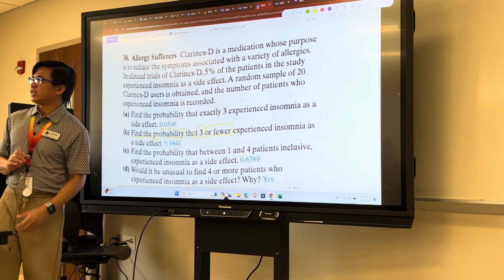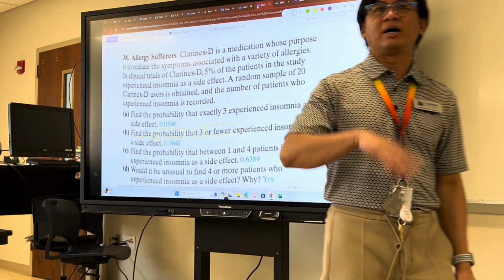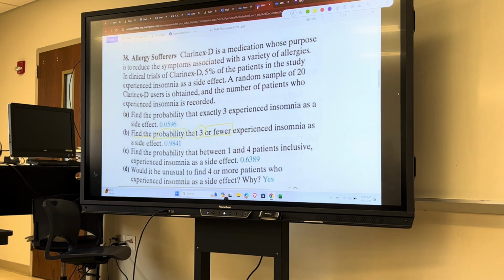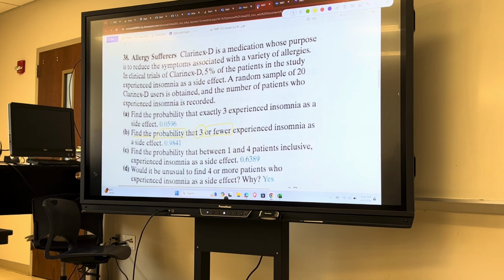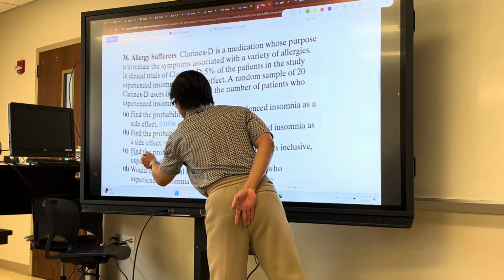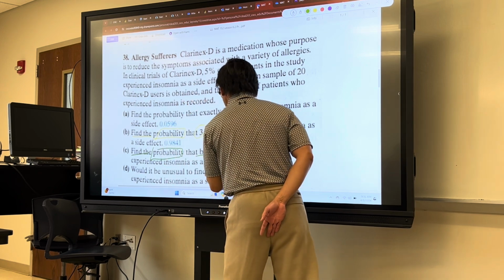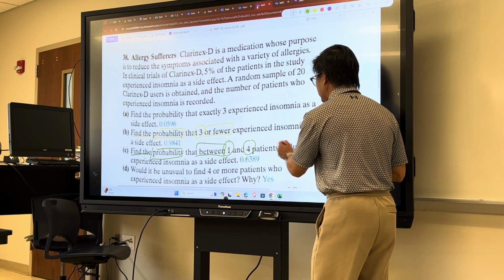Letter C. Let's read that letter C and work on that one as well. Okay. Caroline, let's see that one. Letter C. Can you see it from there? Yeah, thank you. Find the probability that between 1 and 4 patients inclusive experience insomnia as a side effect. Thank you. Okay. So find the probability that between, okay, 1 and 4 patients, and again, the word is inclusive.